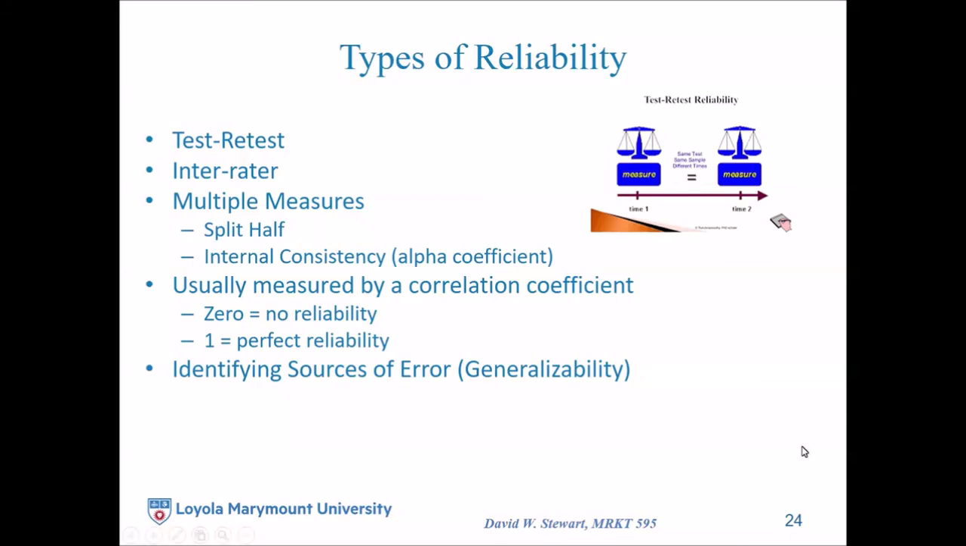Usually measures of reliability are measured with correlation coefficients. So something that's totally unreliable is a 0, and something that's 1 is perfectly reliable. Most of our measures are not perfectly reliable. There's some change.